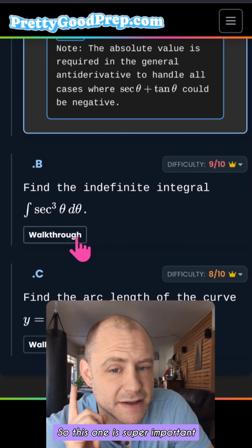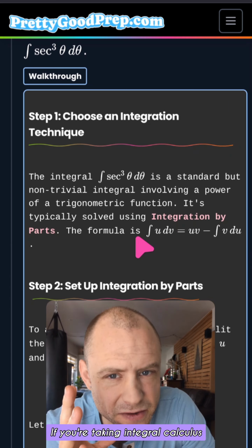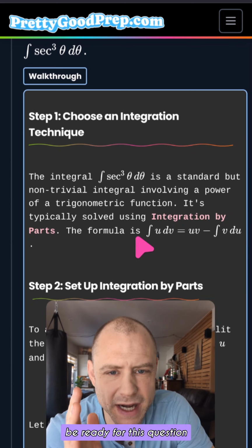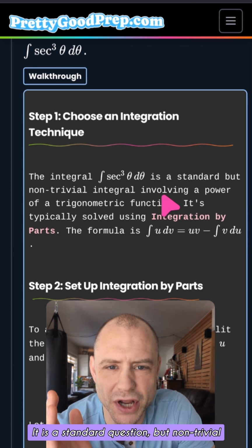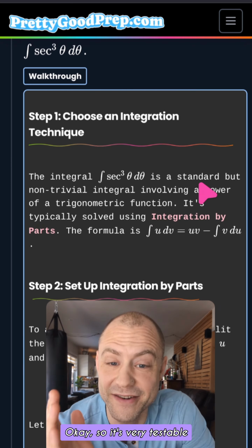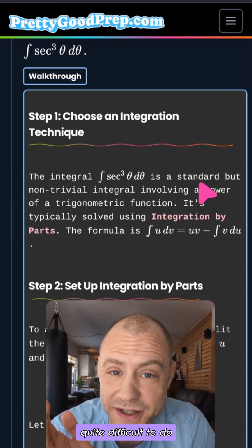So this one is super important. If you're taking integral calculus, you got an exam, be ready for this question. Do not be surprised by this. It is a standard question, but non-trivial, okay? So it's very testable, but quite difficult to do. So let's get into it.